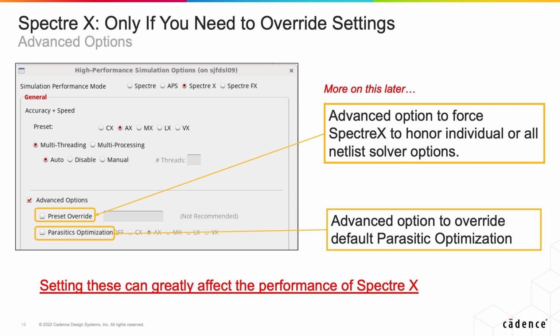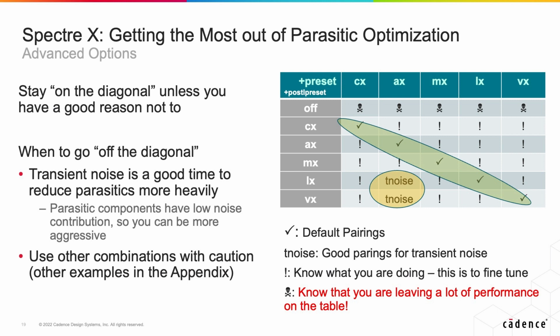Again, I guess I went ahead of myself, but this is what happens when you have chosen a preset. By default we give you the corresponding same setting for parasitic optimization, but suppose you feel that you need to go off diagonal, then you can pair AX with MX for post layout, or AX with CX for post layout. You could go either way if you know how your design behaves. What's the best for performance and accuracy?